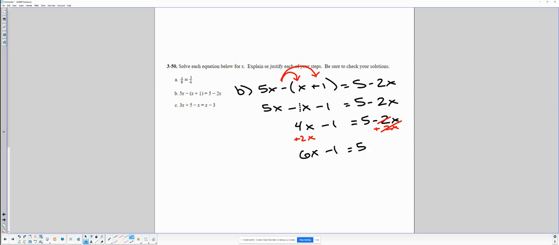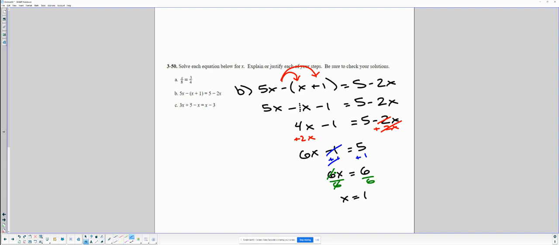And I'm going to add 1 to both sides just to get rid of that number, and these are going to make 0. And over here we're going to have 6x equals 6. Now we're going to do the inverse operation of times 6, which is divided by 6. So these give me 1x, or just x, and 6 divided by 6 is 1. So your answer is x equals 1. These are all the steps.